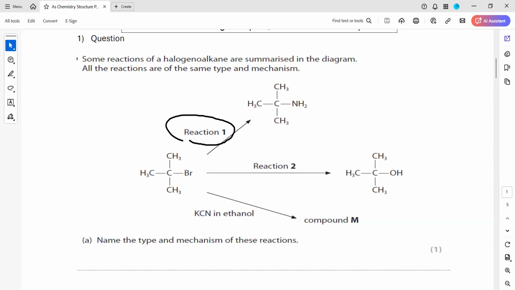We will use ammonia here, and it should be an alcoholic solution. So the reagent, the chemical which we use, is ammonia under very high pressure, and it is an alcoholic solution. Like the medium, we'll say ammonia and ethanol. Here we wrote KCN in ethanol. Here we'll say ammonia and ethanol for the conversion of a halogenoalkane into an amine. These are the reaction conditions which you have to learn.